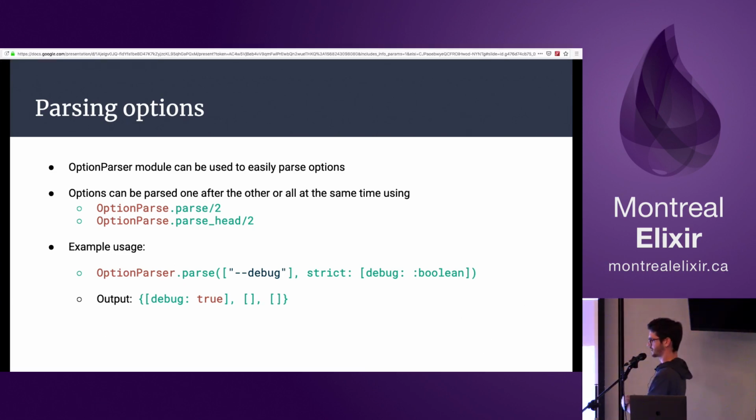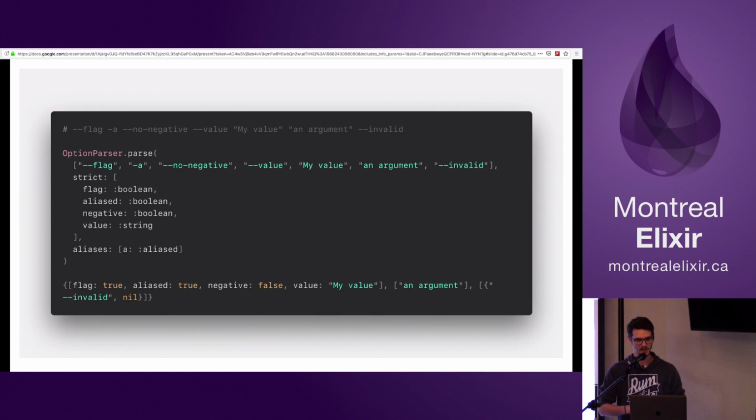So as you can see at the output, we have a tuple of 3 values. The first is a keyword list of options that have been parsed successfully. The second is a list of arguments, which does not contain any dashes at all. And the third value is a list of options considered invalid. So as you can see, I have a more concrete example for you, which is more valuable.